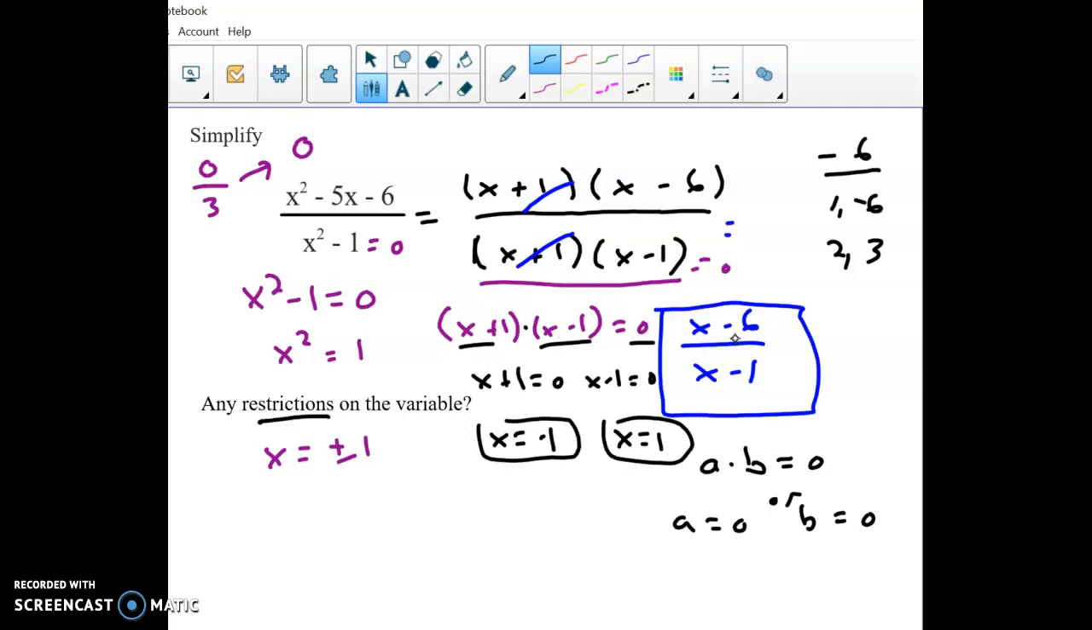All right, and don't look at the ending answer when you're doing restrictions. Look at sort of the original question and say, what numbers for x would make that denominator 0? That will determine your restriction. So this one has 2.